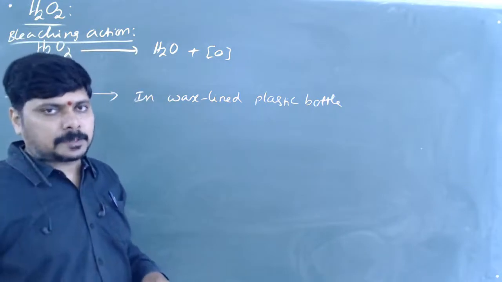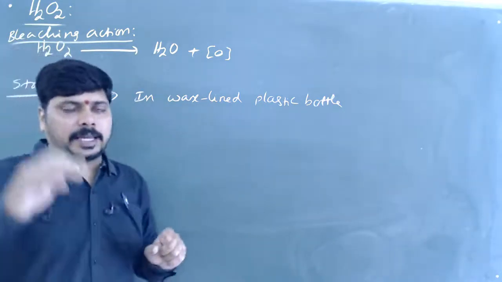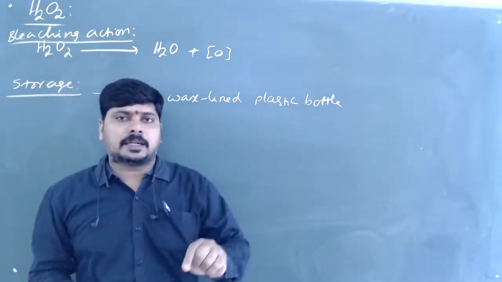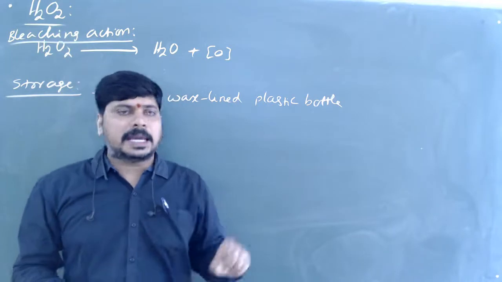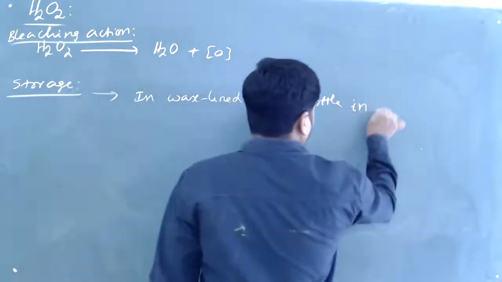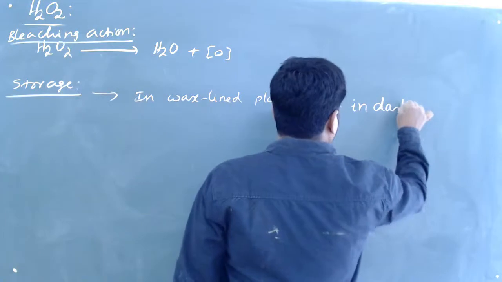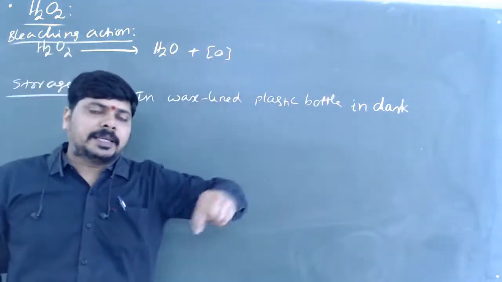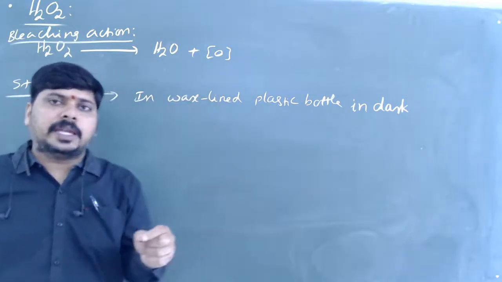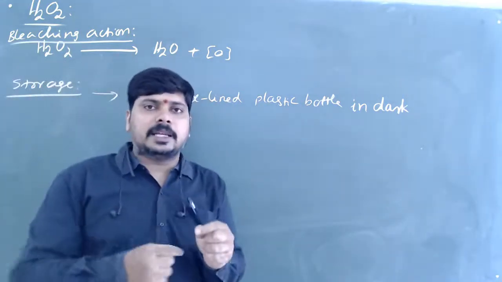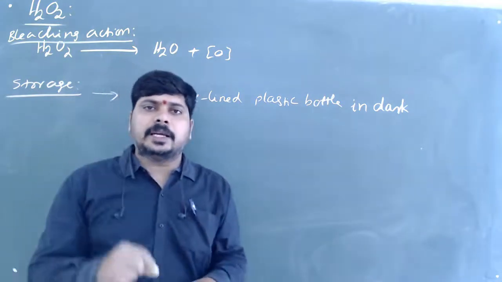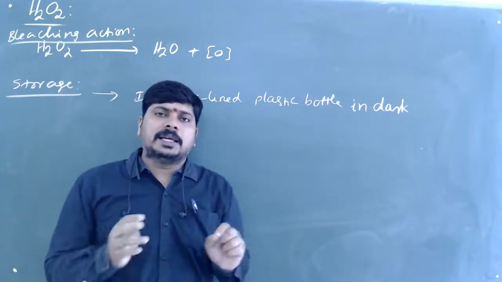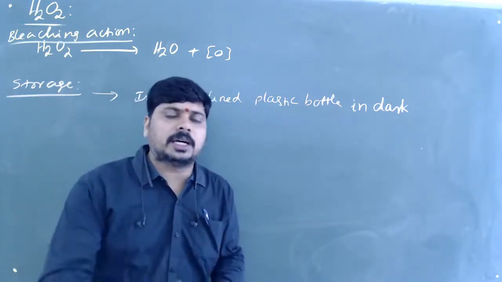That is the one purpose, and it is going to be colorless. Sunlight is also going to decompose it. That's why it should be in the dark. Hydrogen peroxide always should be kept in the dark. The reason for this is it decomposes easily in the presence of an alkali, or in the presence of dust, or in the presence of any rough substance or rough surface. All these are going to decompose hydrogen peroxide. That's why these are supposed to be eliminated while we are storing hydrogen peroxide.